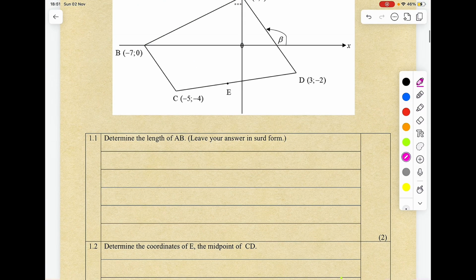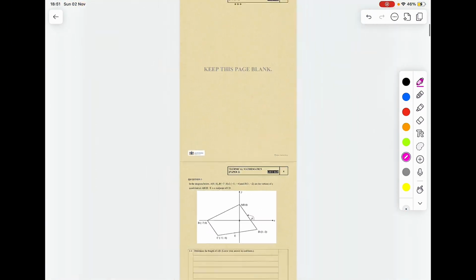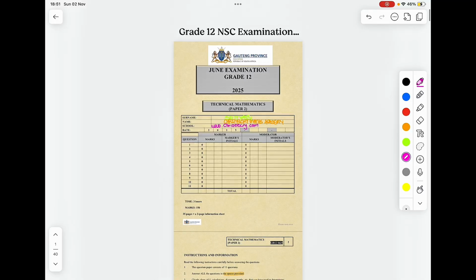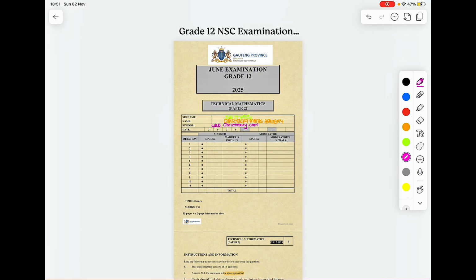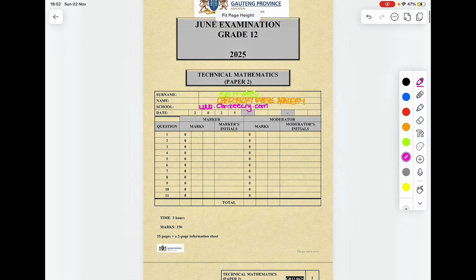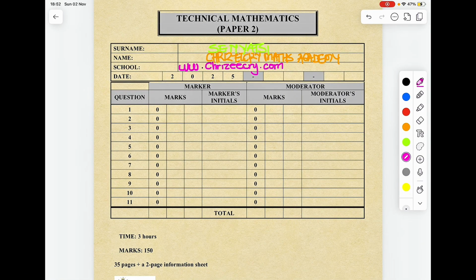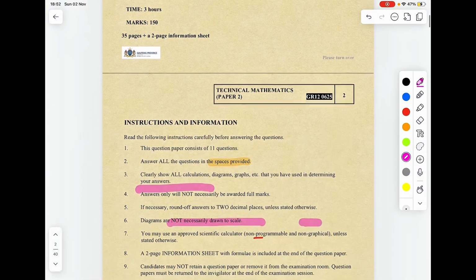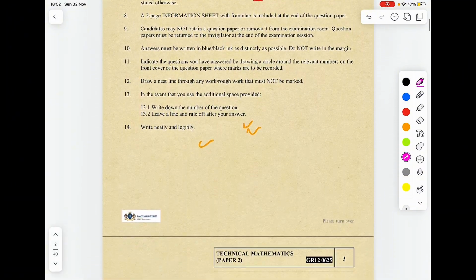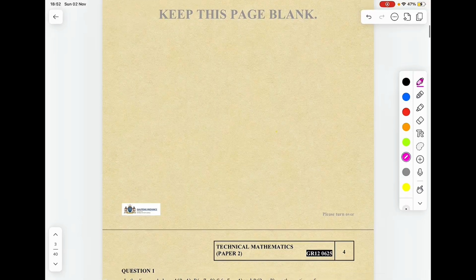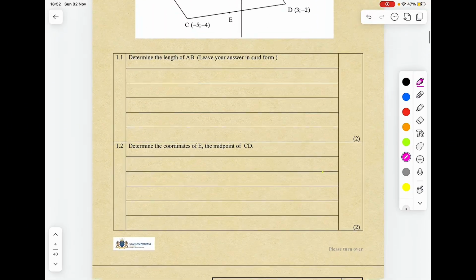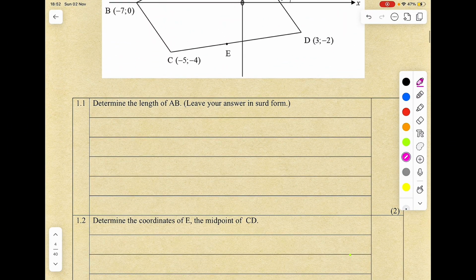Hello guys, I think we should start afresh. This is the Gauteng paper, grade 12 NSC June examination, Technical Mathematics Paper 2. Yesterday we did it, but I don't think we did it properly. Some of the things were missing, and the way I saw it, I don't think it's looking good. So I changed the color of the background. So we're gonna start here. Without further ado, let's start.